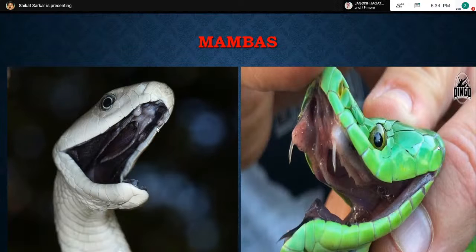Now mambas are elapids and they are having a protoglyphous dentition. Protoglyphous dentition means they are supposed to have a fixed maxilla. Okay, but mambas, at least, they can move their maxilla to some extent. At least they are not having a typical fixed maxilla.